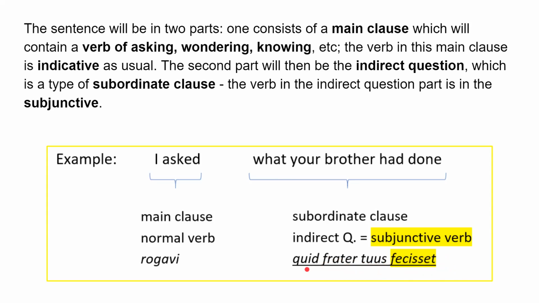So notice that this also wouldn't really make sense if this were a direct question. What your brother had done can't stand by itself. You have to say, I asked what your brother had done. But you could form a direct question. So for example, what did you do? And that would also be introduced by a quid.